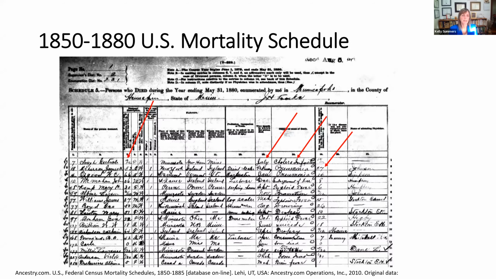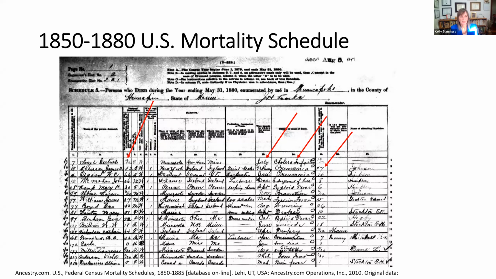Here I have a mortality schedule. When the census enumerator asked the questions about the family, once he was done with that, he then opened a second book and asked: did anyone in your family die in the last year? If so, he wrote that information down. So you can see here, every line is a new entry of somebody that died the year prior to the census.